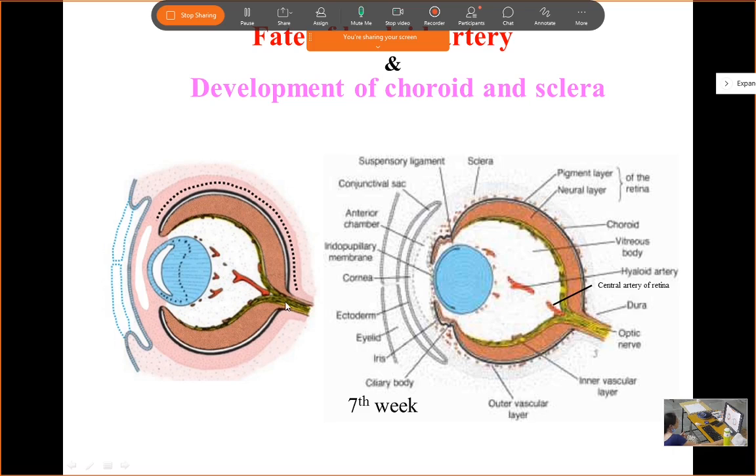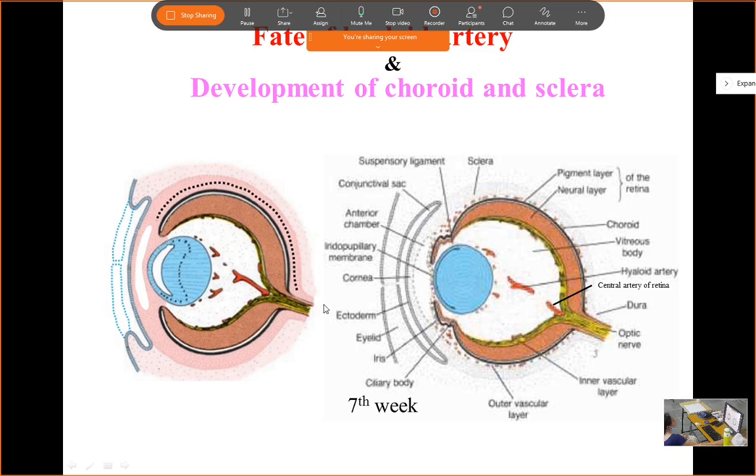Now this is the optic nerve, and this is the mesenchyme surrounding the optic cup. The mesenchyme surrounding the optic cup will form the choroid and the sclera. The choroid is a pigmented vascular layer outside the neural layer, and the other layer outside this pigmented layer is the fibrous layer, and that will form the sclera.